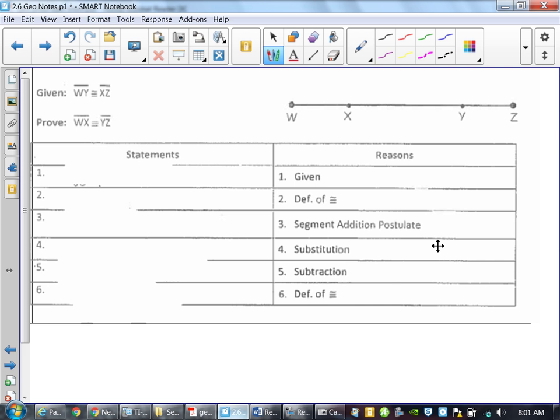Not equals, but yep, WY is congruent to XZ, because it's given to us. I know that's given to us. WY is congruent to XZ. Looking at my diagram after I mark that up, what do both WY and XZ have in common? They have that segment XY together, don't they?